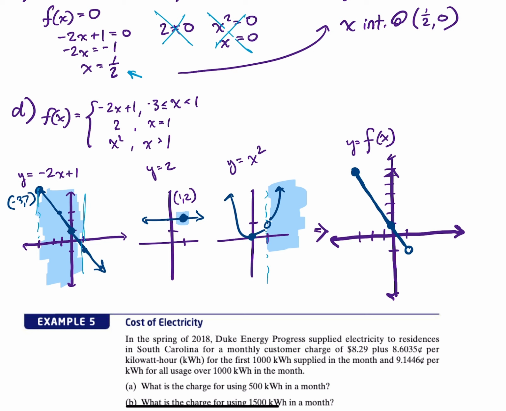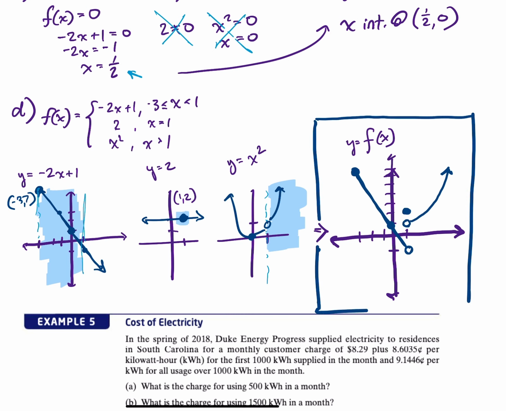Now, at 1, we have it defined as +2, so we have that single point that we're stealing. So we can imagine a single point here, and then our parabola begins at the point (1, 1), but with an open circle, and then continuing on from there, and on to infinity. So kind of a strange looking function, but it's a combination of our 3 different behaviors.